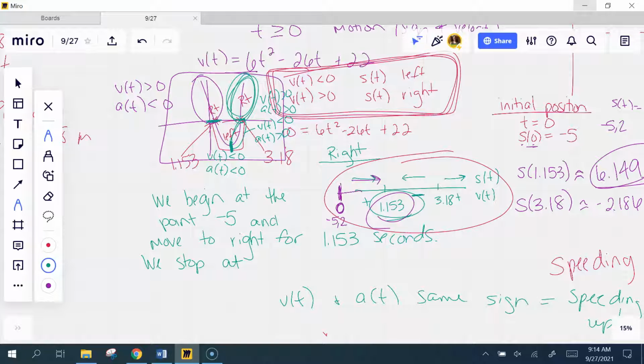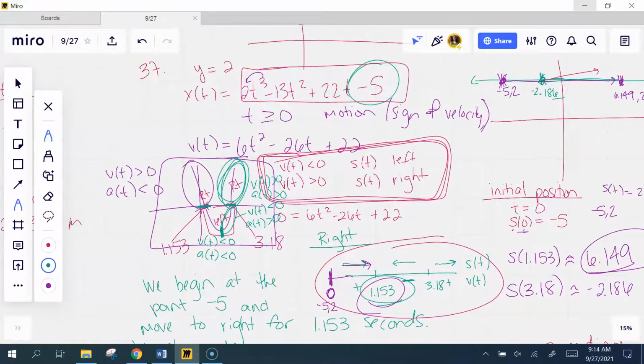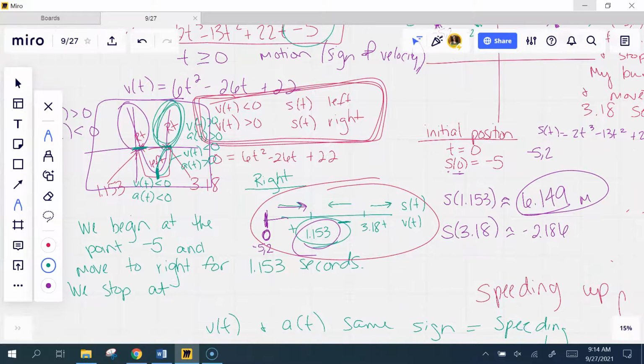All right, part C, when does the particle change direction? We've already found this. The particle changes direction at 1.153 seconds and 3.18 seconds. The zeros of velocity. This bottom is velocity, this top is the position. I graphed it and found the zeros.